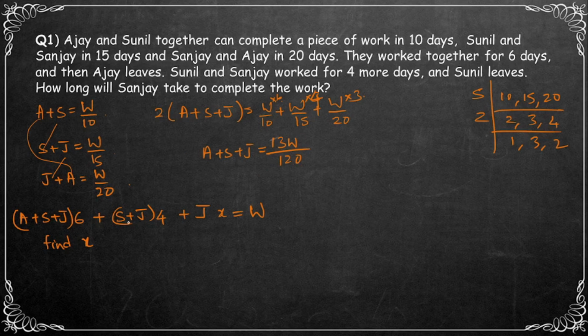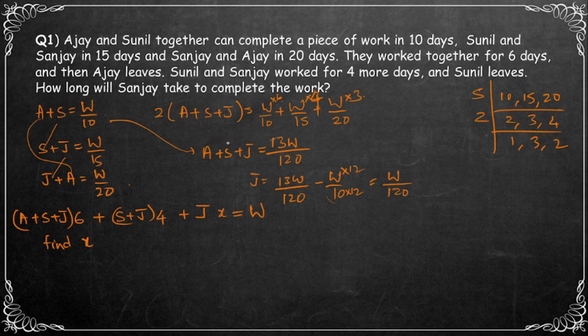We got this term, and we need to find this term. So now A plus S is W by 10. If we substitute that value in here, we can get the value of J. So J is equal to 13W divided by 120 minus W by 10. If you want to make this 120, we need to multiply by 12. So 13W minus 12W is W divided by 120.